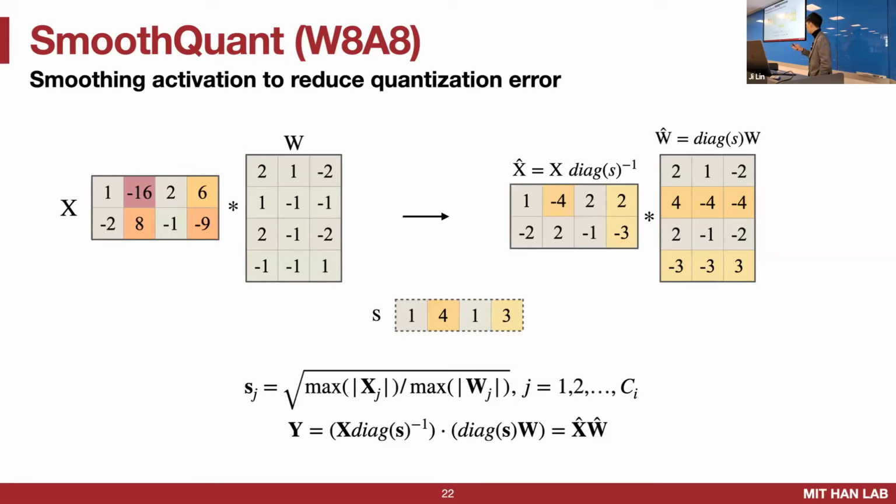So the question is, how do we choose the optimal scaling factor? Here we rely on a simple heuristic. Because we are quantizing both the weight and activation with the same 8-bit quantizer, we want to make them roughly equally hard or easy to quantize. So we simply take the square root of the per-channel maximum value for activation and weights, such that after the transformation, they have the same maximum value for each channel.